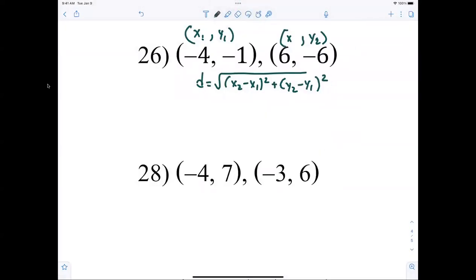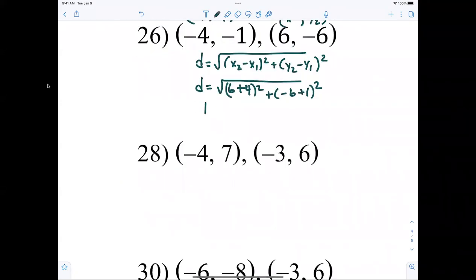All right. So distance equals square root of 6 minus negative 4, so that's 6 plus 4 squared. Y2 is negative 6 plus 1 squared. What's 6 plus 4? 10. What's 10 squared? 100. What's negative 6 plus 1? Negative 5 squared.